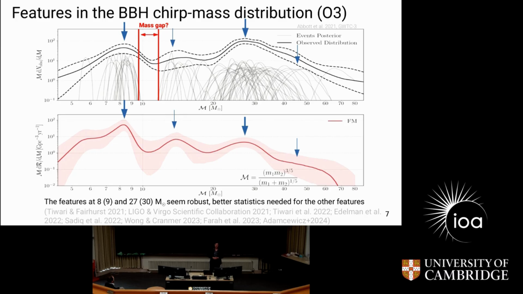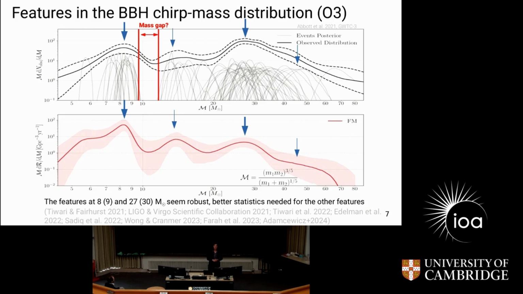And some of them are statistically significant. For some of them, we'll have to wait for the next data release to tell us if they're real or not. But there's a consensus that there is a peak at around 8 or so solar masses in terms of chirp mass. And that is the most prominent peak. That's the most common black holes that should have been observed. And there is another peak at around 30 solar masses in terms of chirp mass.